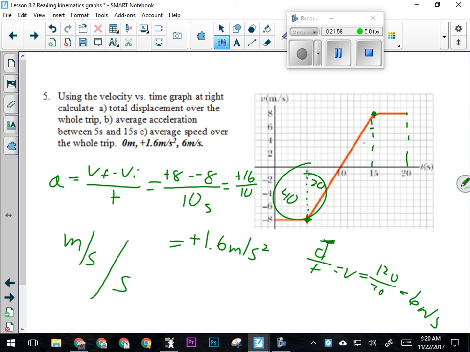All right, and guys, that's an exam question. I wouldn't make it any more difficult than that. That tells me you know what to do with a velocity versus time graph. That asks you to do basically everything that I've taught you to do with a velocity versus time graph.